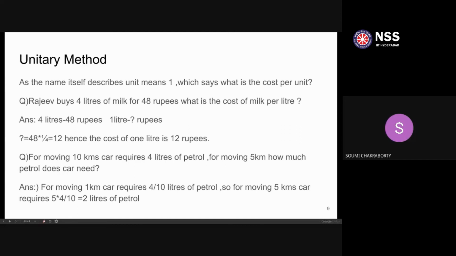Rajiv buys 4 liters of milk for 48 rupees. What is the cost of milk per liter? So 4 liters is 48 rupees. So 1 liter would just be 48 by 4, which is 12. Hence the cost of 1 liter is 12 rupees.